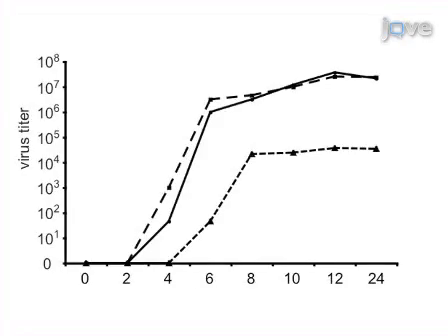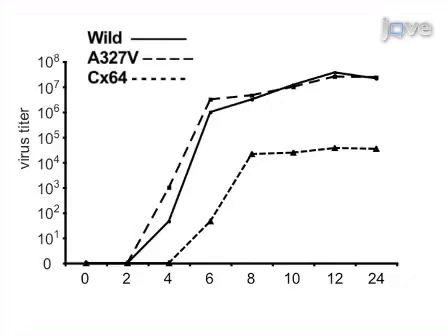To determine the one-step growth kinetics of virus production, HeLa cells were infected at a multiplicity of infection of 10 with either wild-type, high-fidelity variant A372V, or replication-deficient variant CX64 of Coxsackie virus B3. At the time points indicated, virus progeny was harvested from cells and supernatants by freeze-thaw and titered by TCID50. The fidelity increase of A372V does not coincide with an observable replication defect in tissue culture.